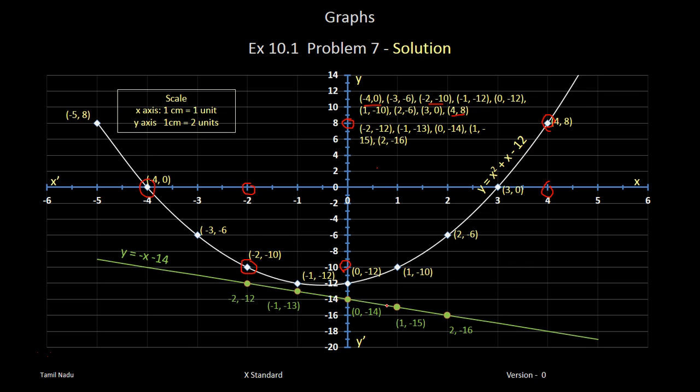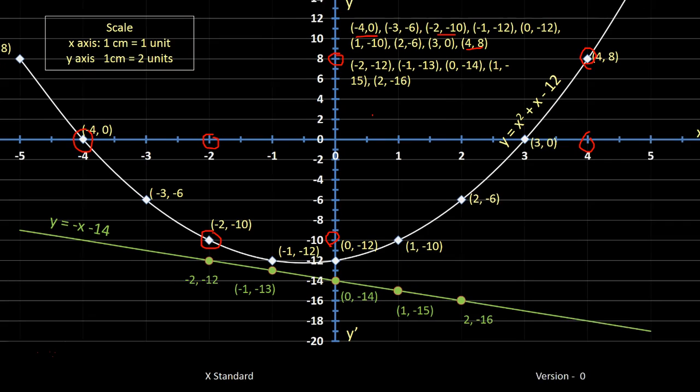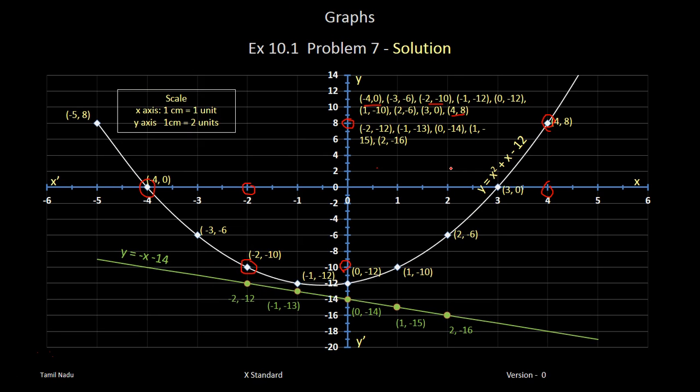Okay, and then write the equation here of this curve. Next, we'll go to the straight line. The straight line points: minus 2, minus 12. X is equal to minus 2 and y is equal to minus 12, right? So this is a point. So from here you go and from here come down. So this is a point.